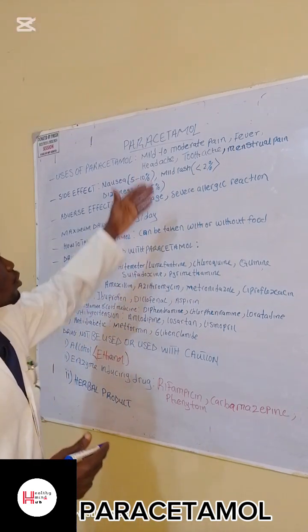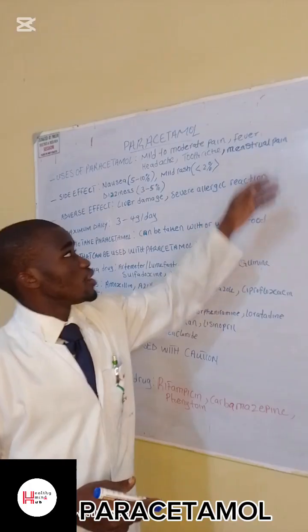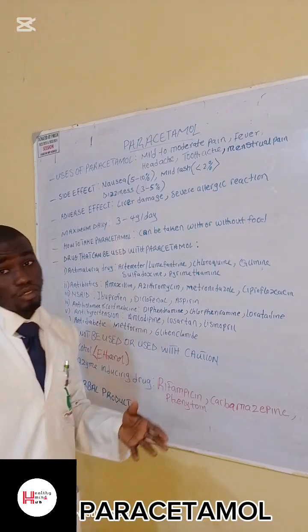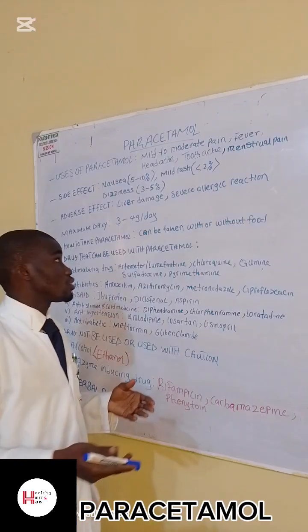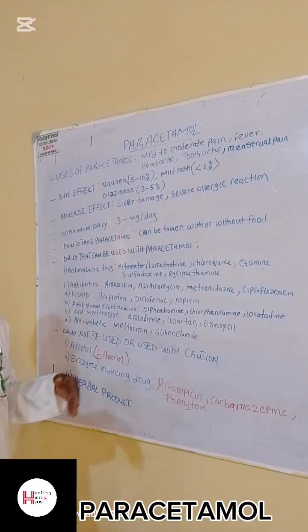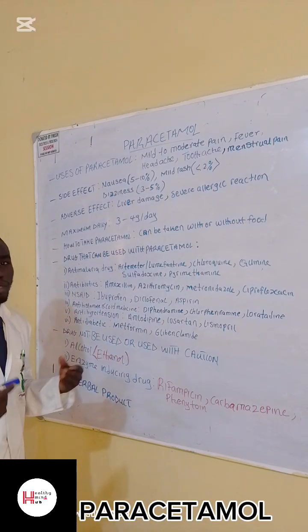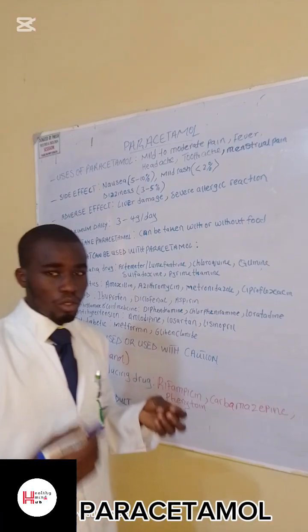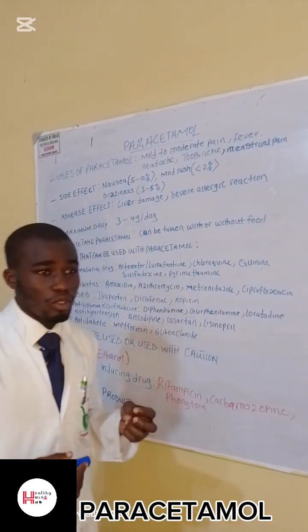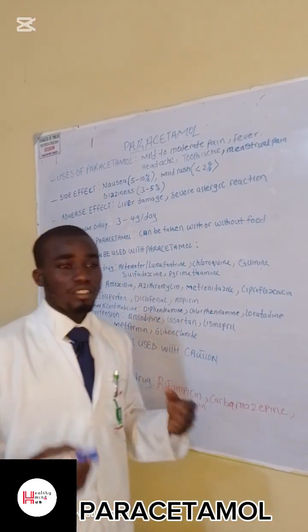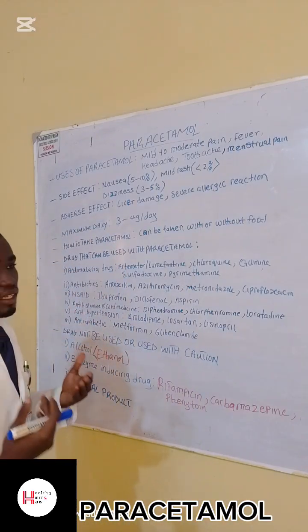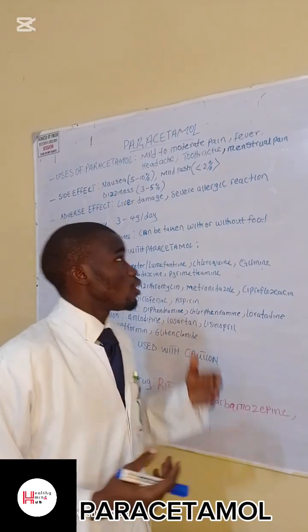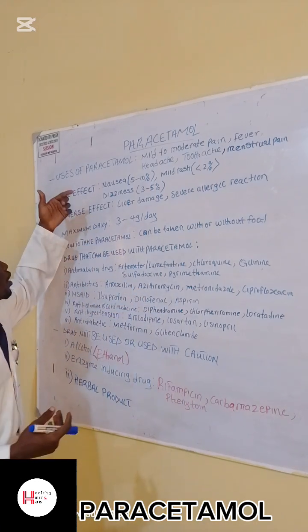Paracetamol is also used for toothache and menstrual pain, but it is not useful when you have inflammation in your body. What are the side effects of paracetamol when you use it at a normal dose? All drugs are poison, but when you use it at a normal dose, it's not poison. What are the side effects you can experience when you use paracetamol?